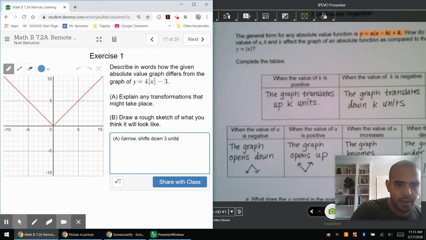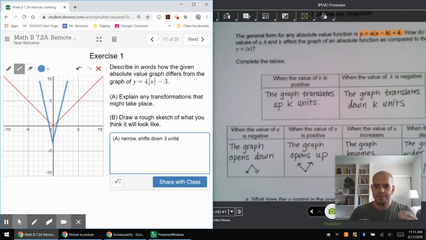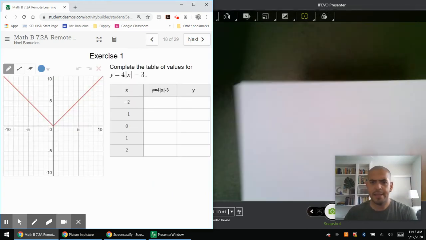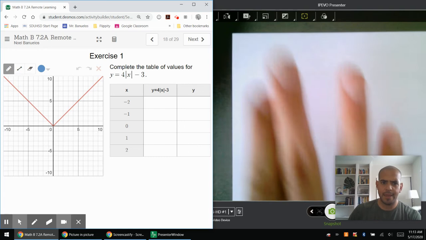So it would look something like that. 1, 2, 3. Notice how your original function got narrow and then got shifted down 3 units. Okay? So what I'm going to do on this is help you complete the table.